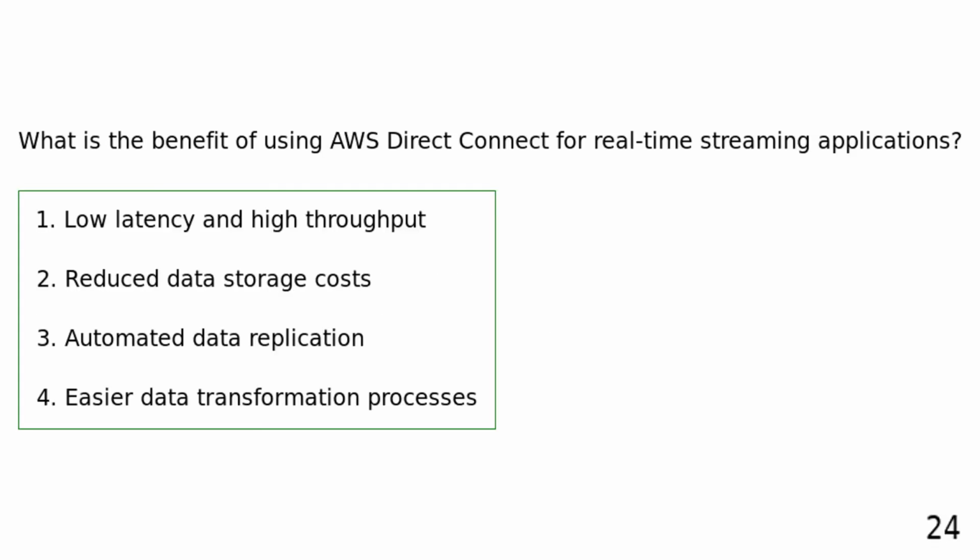What is the benefit of using AWS Direct Connect for real-time streaming applications? Low latency and high throughput. Reduced data storage costs. Automated data replication. Easier data transformation processes.